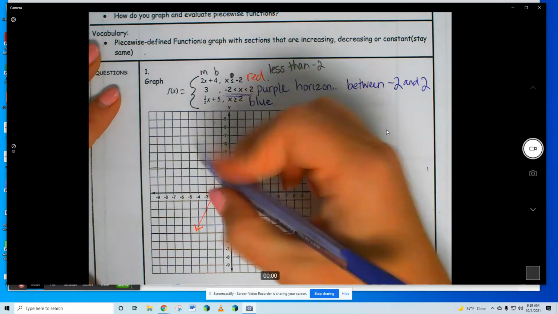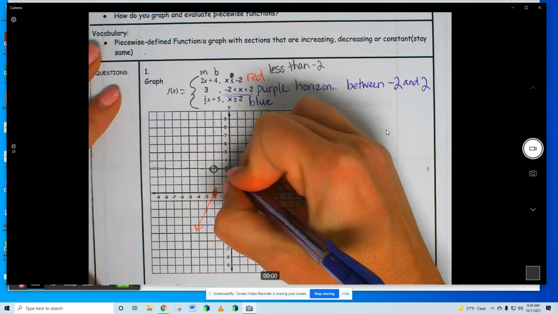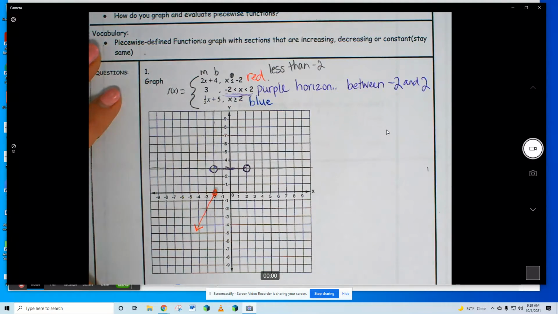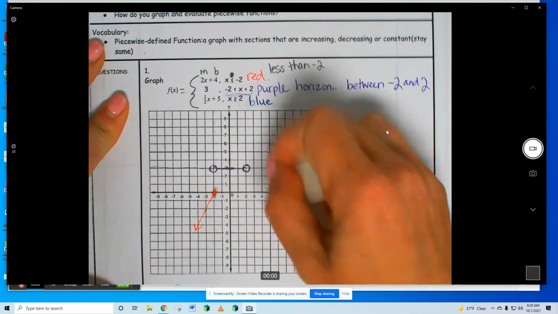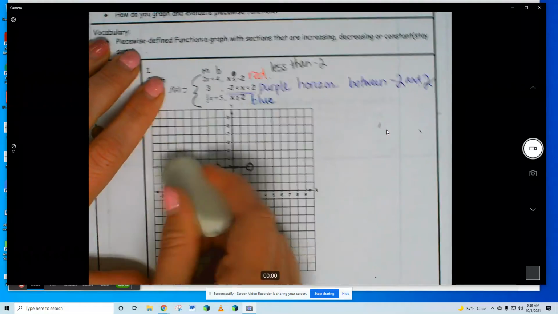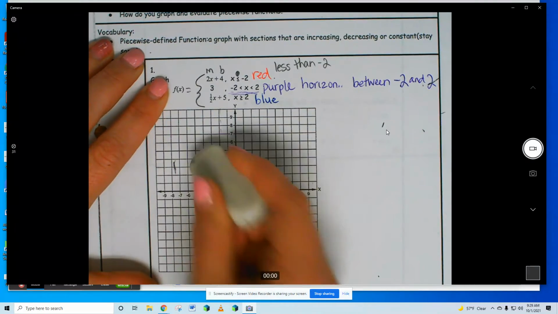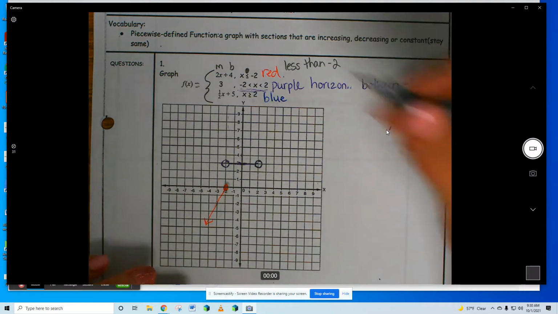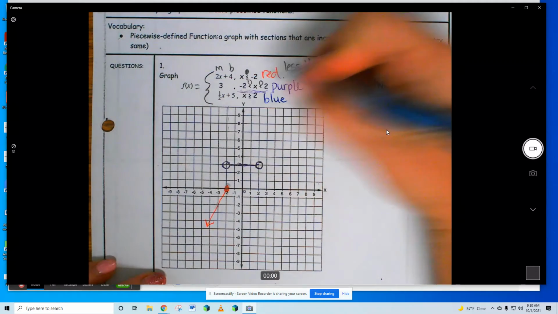In purple, the only thing I want to see is the line in between there. I don't want to see anything else. So it's purple, it's horizontal, it's open circles at -2 and 2.